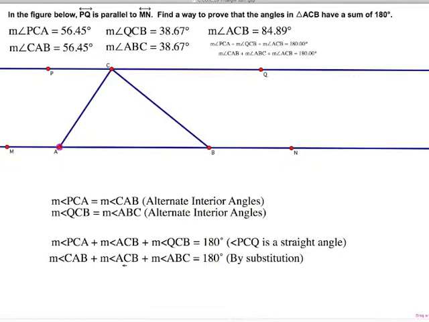And ladies and gentlemen, we have just proved the Triangle Sum Theorem. I have my three angles inside the triangle equal to 180 degrees. We can do many different proofs to show this. We can do two-column proofs, flow proofs, paragraph proofs, or we can do an informal proof like the one I've done here. But the key is showing the angle pair relationships of alternate interior angles and then using substitution.